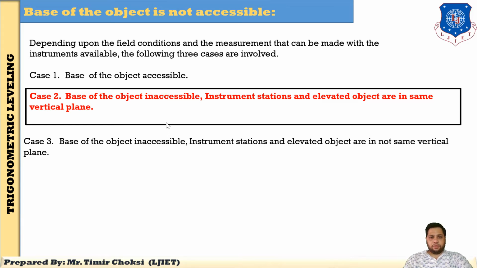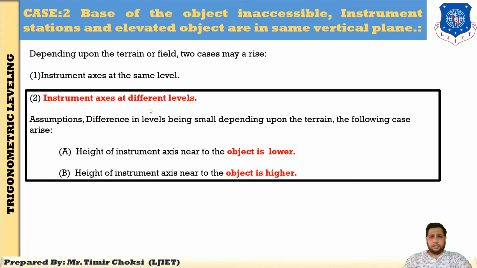So in case number 2, students, depending upon the terrain or field condition, there are two possibilities. First possibility, the instrument axis at the same level, which you have already studied in session number 3. In session number 4, in this session, you study the instrument axis at different level.